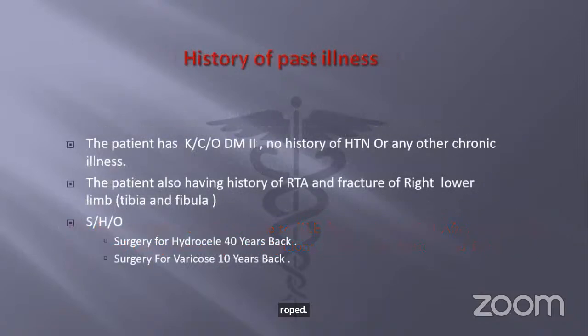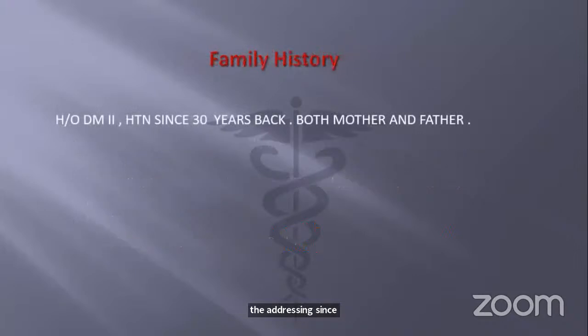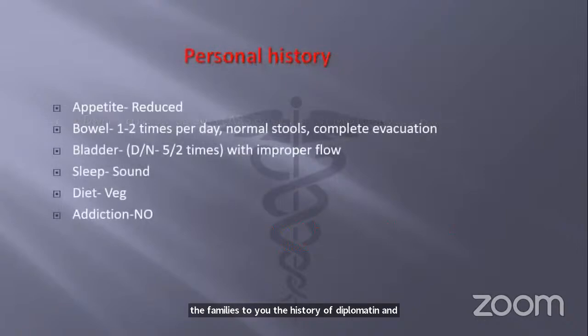History of past illness: he is a known case of diabetes mellitus, with no history of hypertension or any other chronic illness. The patient also had a road traffic accident with fracture of the right lower tibia, and surgical history of hydrocele 14 years back and varicose veins 10 years back. Family history: diabetes mellitus and hypertension in both mother and father since 13 years. Personal history: appetite is good, bowel is normal, bladder is normal, sleep is sound. He takes a vegetarian diet and has no addictions.